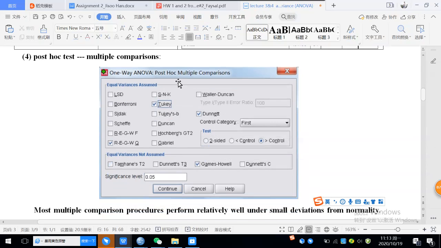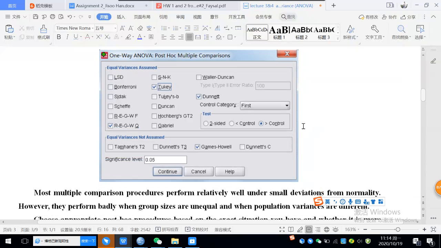Multiple comparisons, look at here. Here we can see 2 groups. Just like the first step, because we have tested whether the variance is equal or not. If the variance is not equal, then we will use these methods, these 4. You can select this or this or this or this. But in this case, after we tested the variance, the 3 groups are equal.